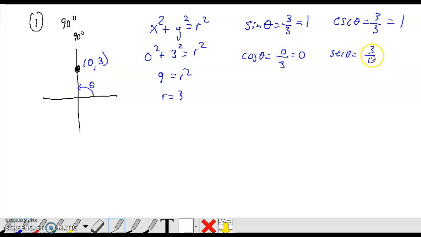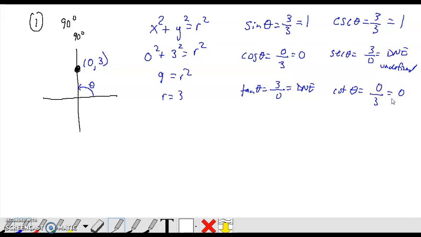Uh-oh, we can't have this. So this is undefined, does not exist. Okay, let's try tangent. Tangent of theta is y over x, 3 over 0. Again, another one that does not exist. Okay, let's try cotangent of theta, and that'll be 0 over 3. That gives you 0.